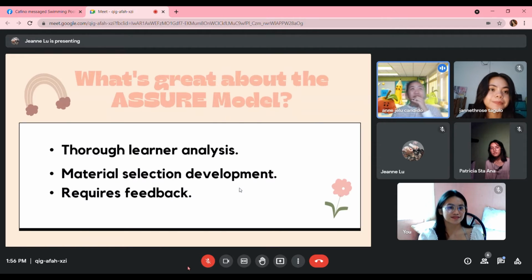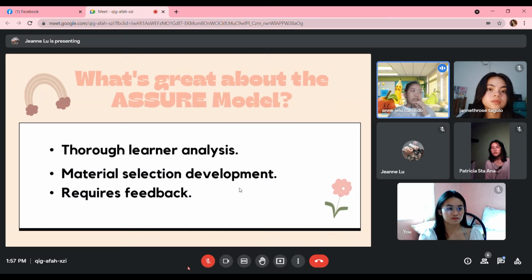And what's great about the Assure model is that it provides thorough learner analysis, material selection development, and requires feedback. So the Assure model really focuses on the students' learning, because you have to analyze the capabilities and how the student is able to learn certain things, since everyone has different types of learning styles or capabilities.